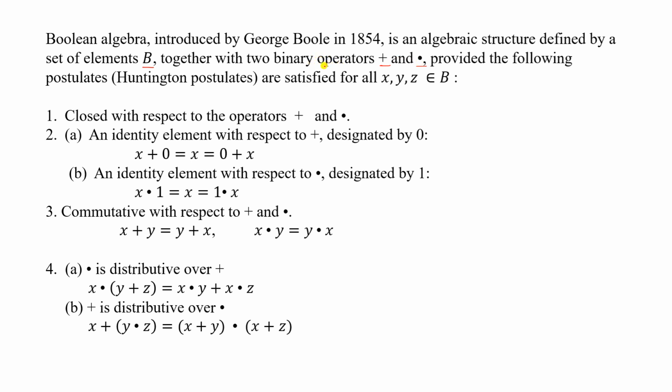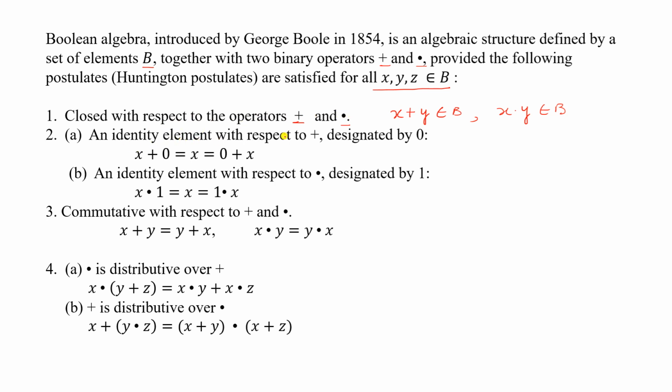These may be different for different sets. Here, for simplification, we will take it as addition and multiplication. I will use it as a dot. So, provided these postulates are satisfied for all x, y, z belongs to B. Number one, closed with respect to the operators addition and multiplication. It means for all x, y, z, if you write x plus y, this must belong to B. Similarly, if you write x dot y, this must belong to B. So this is closed with respect to the operators addition and multiplication.